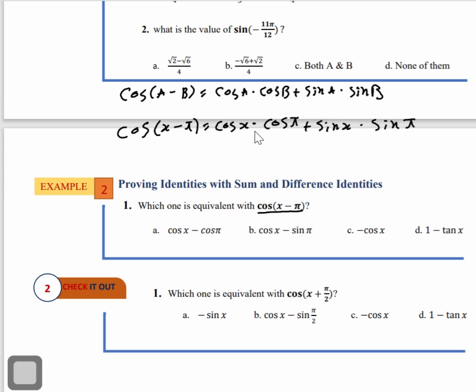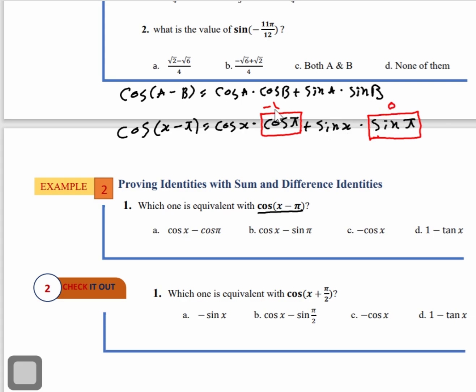Here for cosine x and sine x, we cannot evaluate them because x is a variable. But for cosine pi and for sine pi, we can evaluate them by a calculator. Cosine pi, so we are going to evaluate it by a calculator. It will be cosine 180 equals -1. And if you evaluate sine pi by a calculator, sine 180 equals 0.